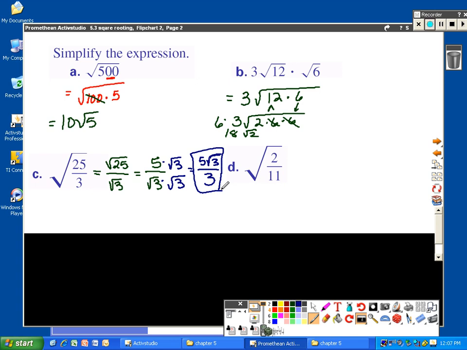Let's try another one. Square root of 2 elevenths. Again, I have to break that into the square root of 2 over the square root of 11. Does the square root of 2 simplify? No. Does the square root of 11 simplify? No. So we must not have a radical in the denominator. So we must multiply by that radical of the denominator. And I get square root 22 over 11. The 11 and 22 do not simplify because the 11 is outside of the radical and the 22 is inside.